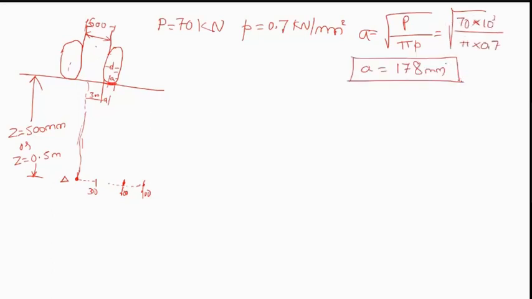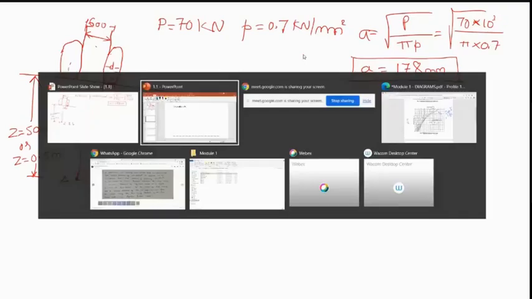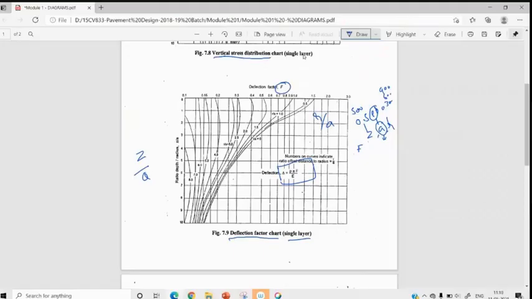Once you get that, as I have mentioned earlier, for the calculation of F, what do we require? Z by A and R by A. But Z is constant. R by A is not constant because R values are different: 0, 300, 600, 900. So better to make a table and calculate the different F values. Then we'll calculate the deflection values.